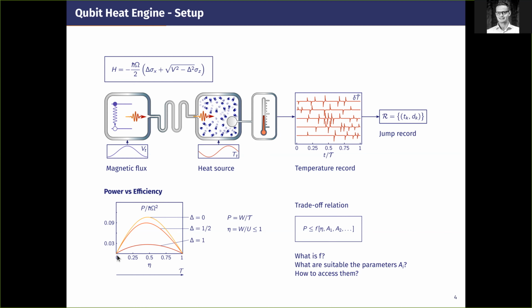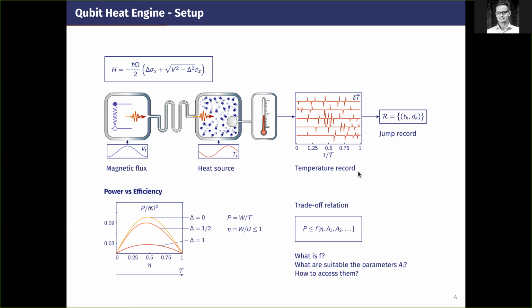What you see is as the cycle time increases, the efficiency increases, and as it approaches 1, the power goes down to 0. That's because you get unit efficiency only in the limit where you do everything quasi-statically. The second observation from this plot is that the power at fixed efficiency is uniformly suppressed as we increase the tunneling energy delta, which enters the Hamiltonian here. And the question for the next couple of minutes will be, can we explain this behavior in a quantitative manner using the data that we would generate from such temperature measurements?